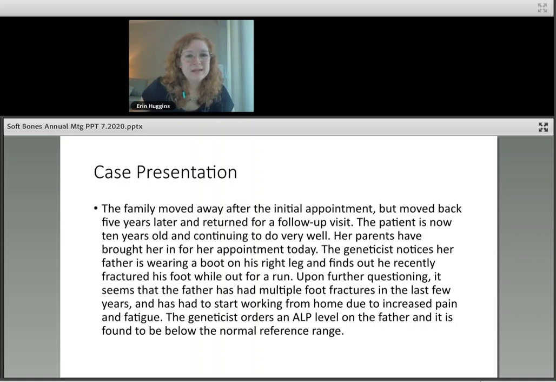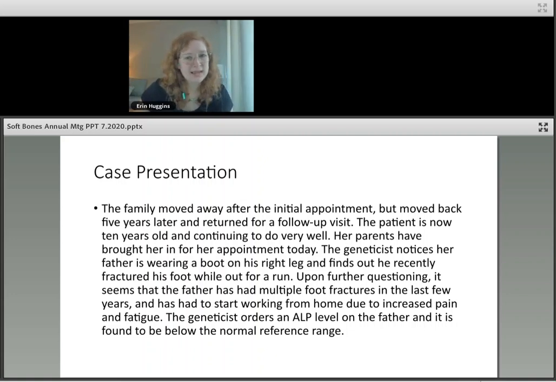And he says that he recently fractured his foot while he was out on a run. Upon further questioning, it seems that the father has had multiple foot fractures in the last couple of years. And he's actually had to start working from home due to increased pain and fatigue. And this has all happened in the last couple of years. When the geneticist first met them at their initial appointment, both parents were healthy. They both were active. They both had jobs and didn't really have any health problems. But the father of this patient continued to show some worsening over time, getting these multiple fractures.